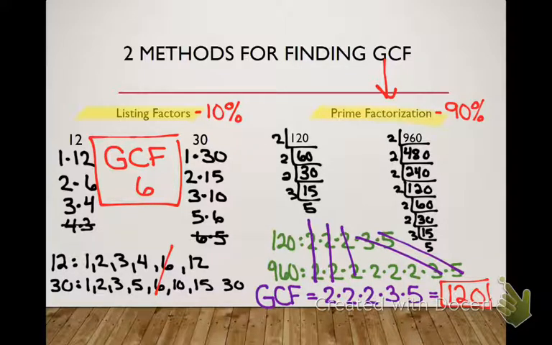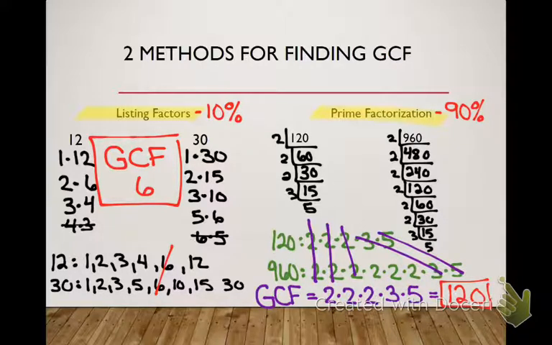Actually, in Algebra 1 and Algebra 2, they might not even teach you listing factors. They may, but they're not going to place a huge emphasis on that method. All right, so if you want to pick a favorite, your favorite needs to be prime factorization. The larger numbers will be a nightmare if you try to do the listing factors. So that's just my advice to you.